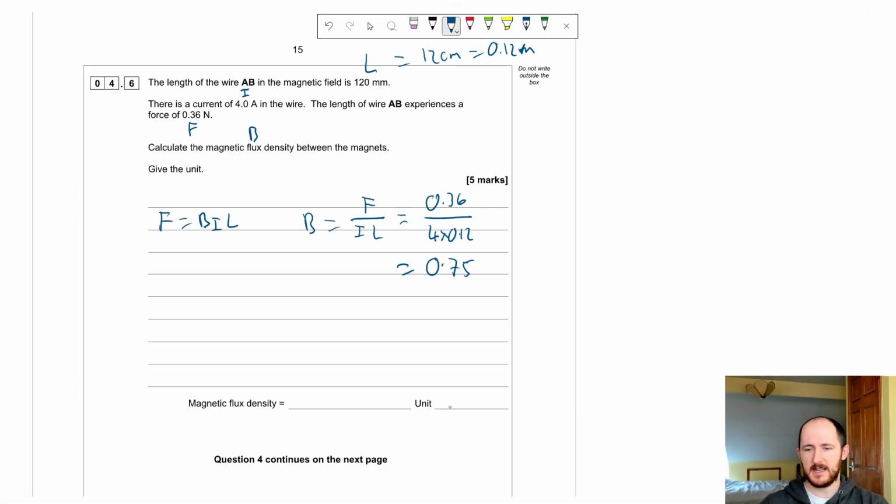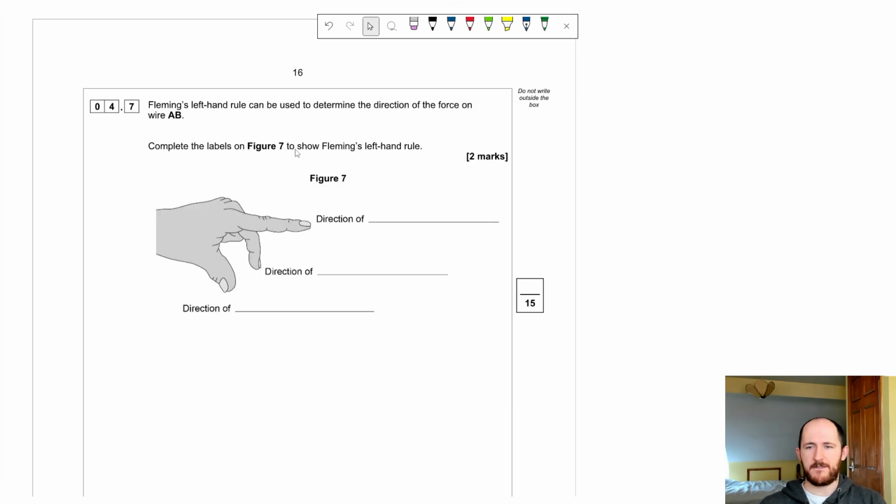So as I said earlier, they do not always give you the unit. So what is the unit in this equation? It is the Tesla. So capital T, Tesla. And for the last bit, we have an absolute classic. We're throwing up gang signs in the exam with the different forces and stuff. We have Fleming's left-hand rule, which can be used to determine the direction of the force on the wire AB. Complete the labels.